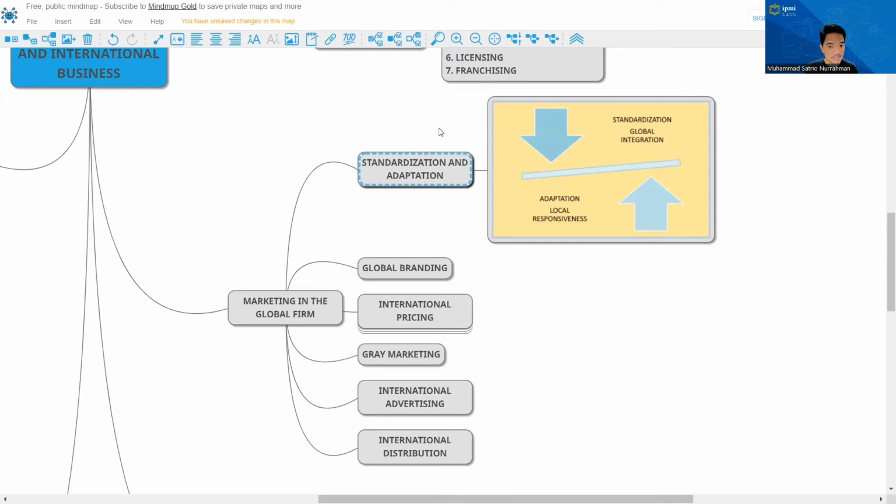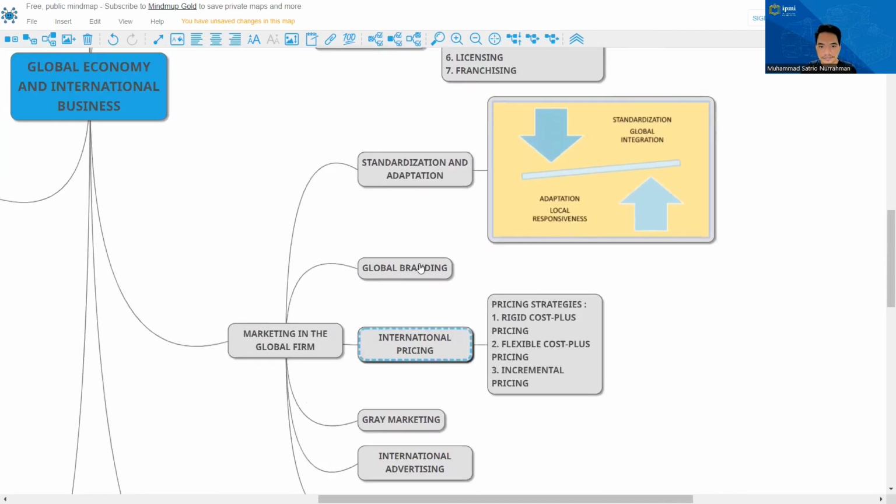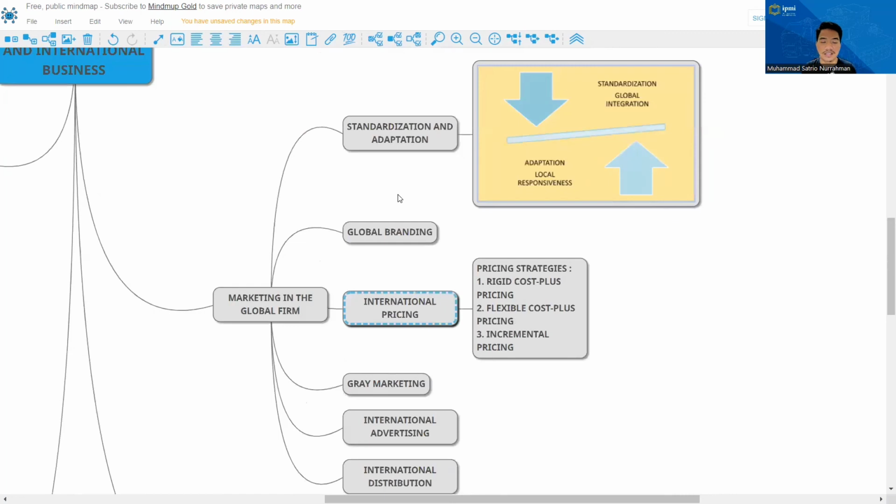And then the next one is global branding, and then international pricing. In international pricing, there are 3 pricing strategies that can be implemented by the international company. The first one is rigid cost plus pricing. The second is flexible cost plus pricing. And the third is incremental pricing. We learn about this in this course.